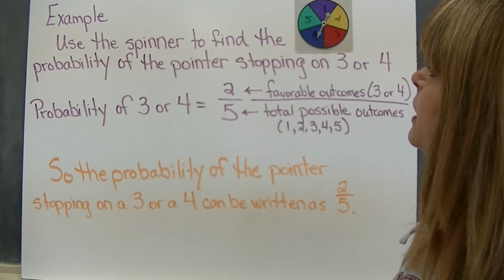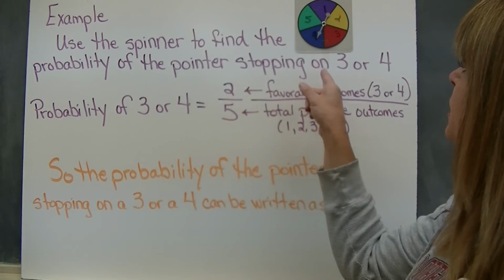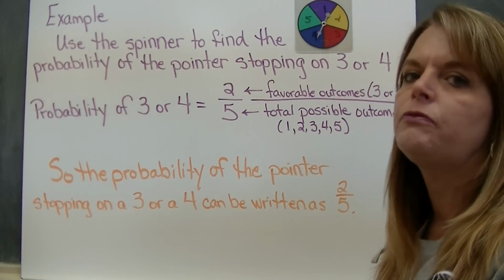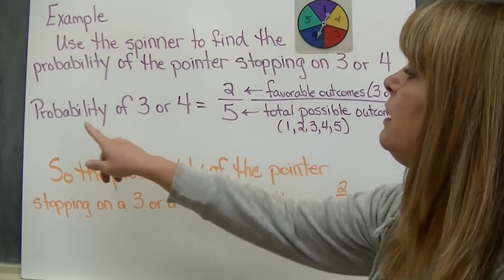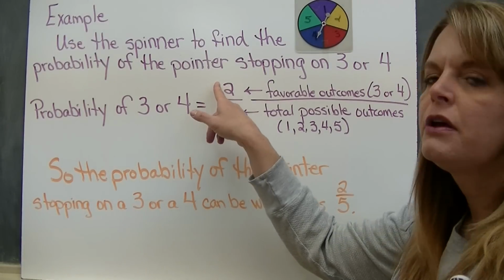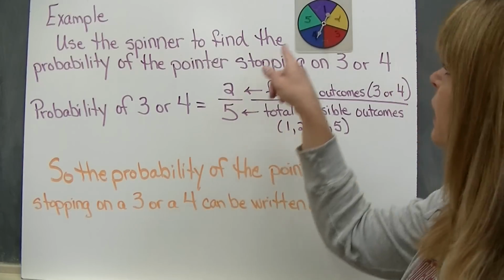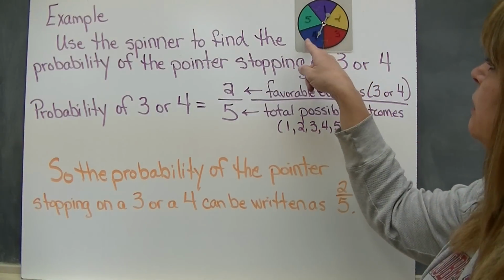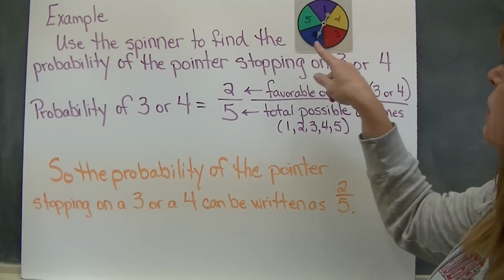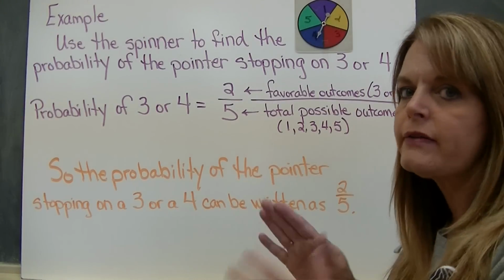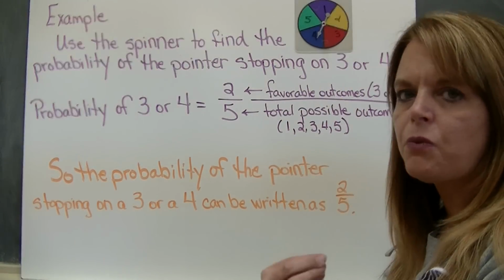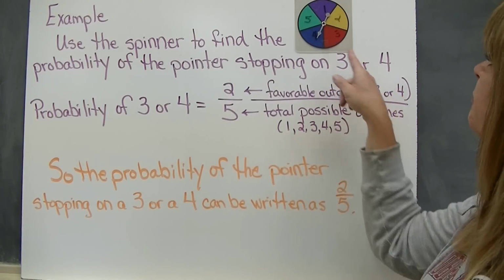So use the spinner to find the probability of the pointer stopping on 3 or 4. Now this is important because I'm using the word or. The probability of 3 or 4 equals 2/5. Okay, there's 1, 2, 3, 4, 5. I want to know what my probability is to land on 3 or 4. So I have to group those together. What are my favorable outcomes? What is it that I want to spin? I want to spin 3 or 4.